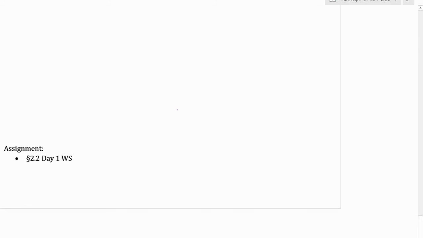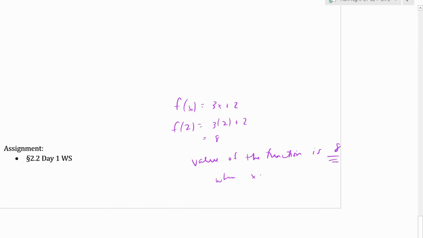Hang on. Let's say I have a function that's 3x plus 2, and I plug in 2 and get an 8 out. The value of the function is 8. It's what generates out as your output when or at x equaling 2.